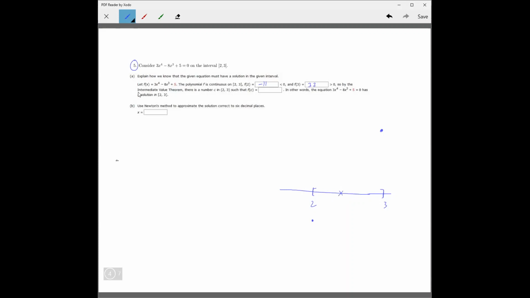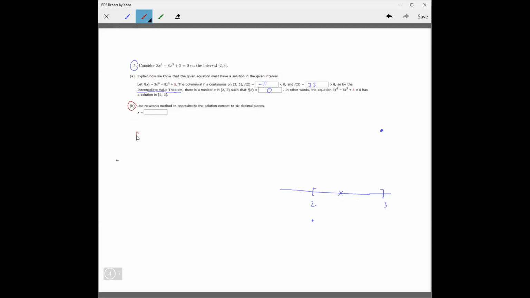So by the intermediate value theorem, there's a number c such that f of c is equal to 0. So it has to cross through this axis here. In other words, the equation has a solution. Then part B is to use Newton's method to approximate the solution correct to 6 decimal places.